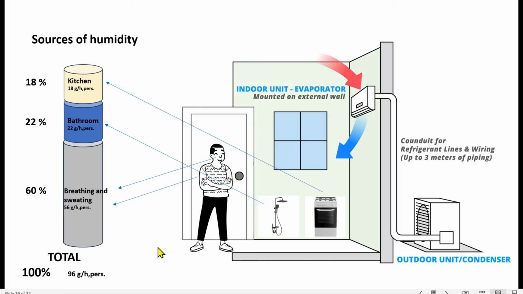Sources of humidity for a house are breathing and sweating, approximately 60%, which means 56 grams per hour per person. Bathroom, 22%, which means 22 grams per hour per person. And kitchen, 18%, which means 18 grams per hour per person. The total 100% is 96 grams per hour per person.